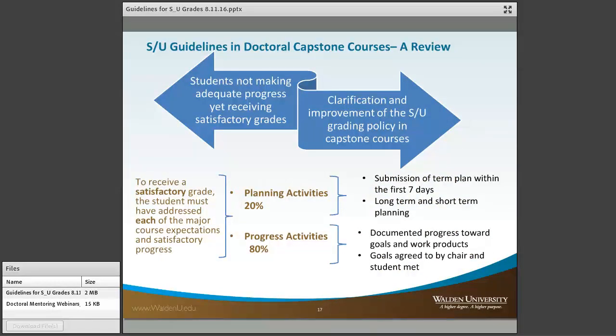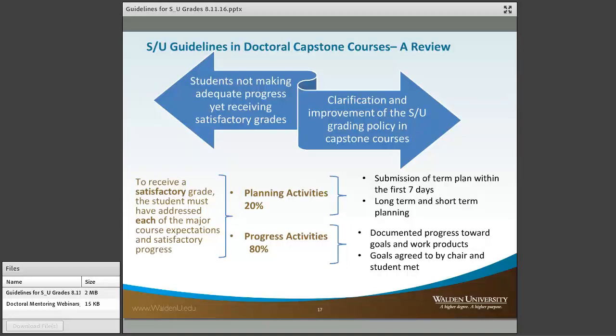And this is really just another overview of the guidelines themselves. And yes, a term plan does have to be submitted within 10 days. That's a requirement. Not 10 days, 7 days, I'm sorry. And it's a good opportunity for long-term and short-term planning.